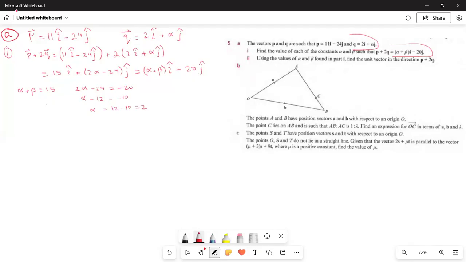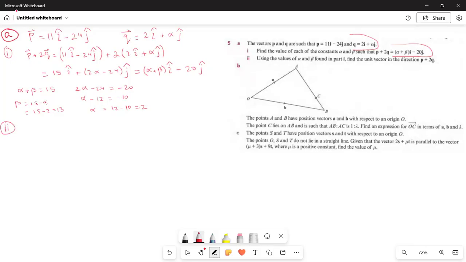We found alpha, so now it's easy to find beta. Beta is equal to 15 minus alpha. So 15 minus 2 is 13. So alpha is 2, beta is 13. This is part 1. Now let's do part 2.